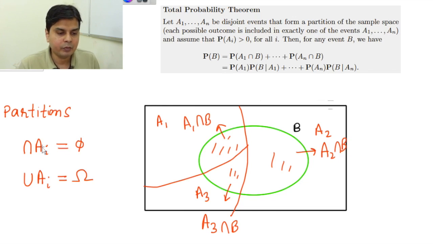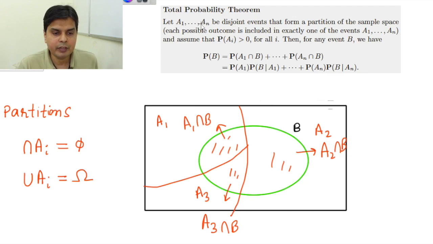Exactly the same thing I have told in set theory notation, that the intersection of the Ai's is empty and the union of the Ai's is omega. That is, each possible outcome has to lie in one of the Ai's, that is A1, A2 or A3, and it has to lie in only one of the A1, A2 or A3. Why? Because these A1, A2, A3 are disjoint events. They cannot have any intersection.